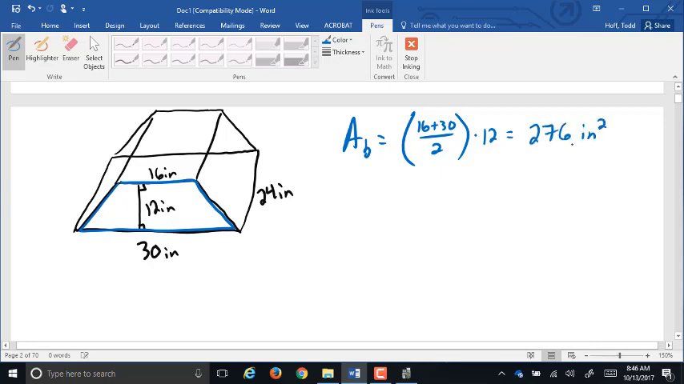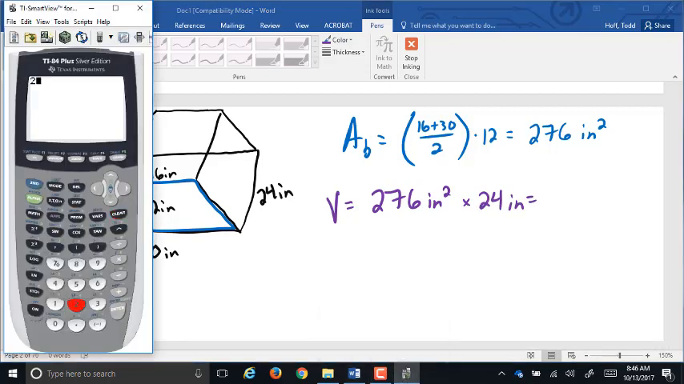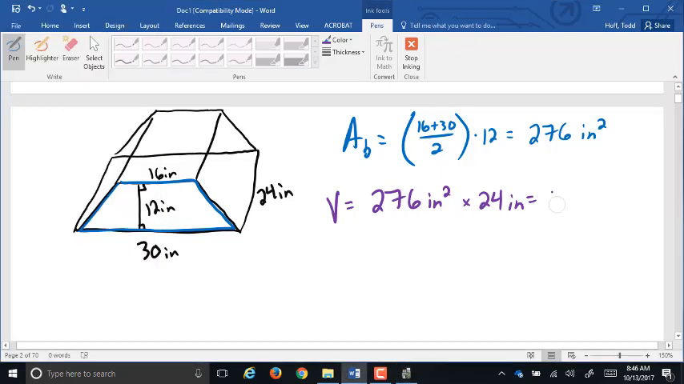Is it 276 inches squared? So then our volume is found by taking that 276 square inches times 24 inches. 6624 inches cubed. How many of you had that? A couple? Any questions on how I got it?